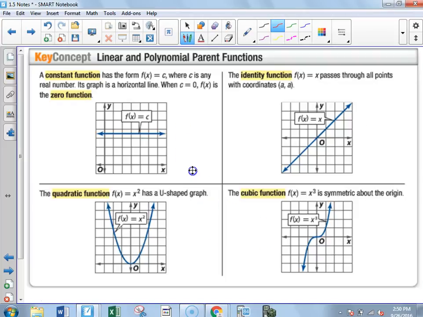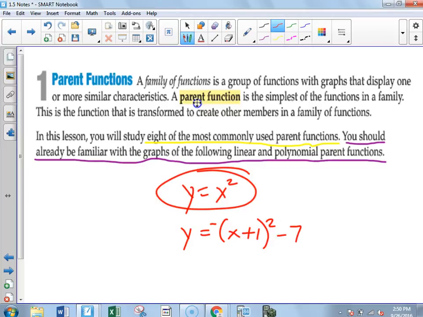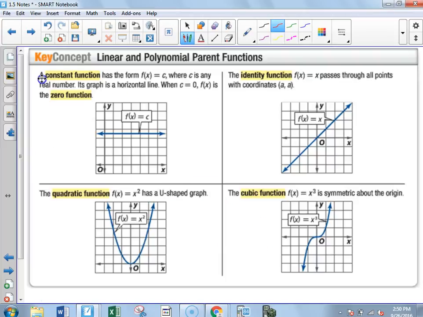There are, on your notes sheet, maybe 8 it says up here. I think it said 8 parent functions. I might have put 9 on there. I'm not really sure. All right, the first one is a constant function, which is just a horizontal line. The identity function is the line y equals x, which is kind of the parent of all linear functions. Goes through 0, 0, 1, 1. The quadratic function is just y equals x squared, and it's U-shaped. The cubic is this shape right here.